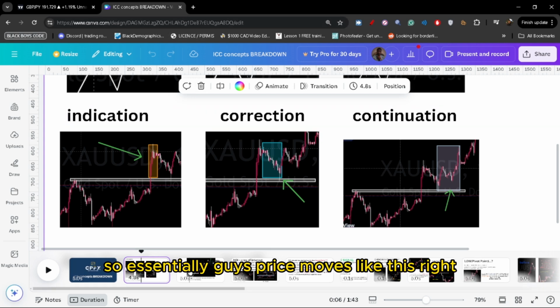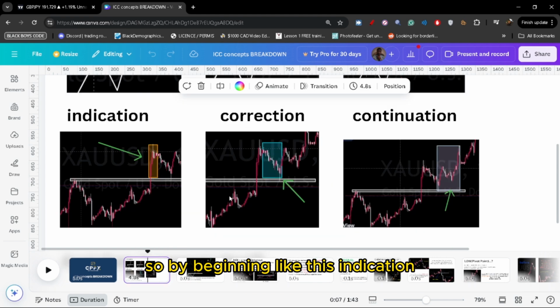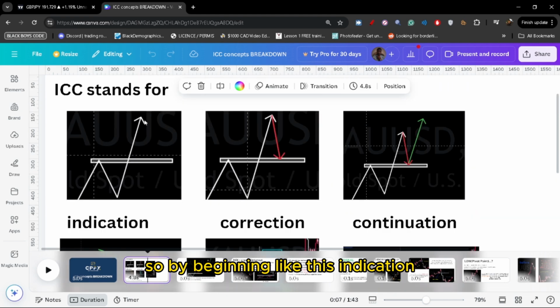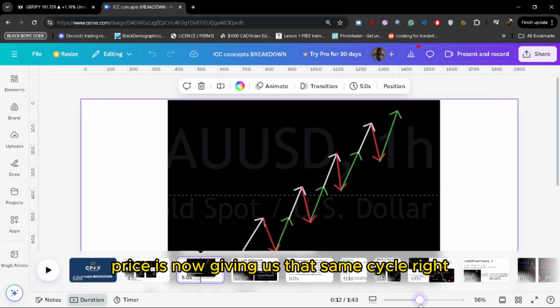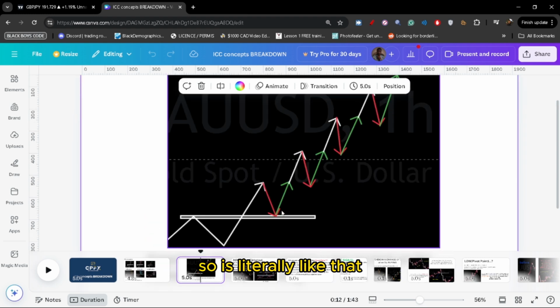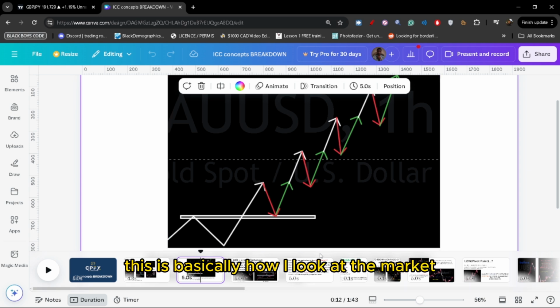So essentially, guys, price moves like this. If I break it down: indication, correction, continuation. And as you can see in this move here, price is giving us that same cycle. So it's literally like that: indication, correction, continuation, and again and again. This is basically how I look at the market.